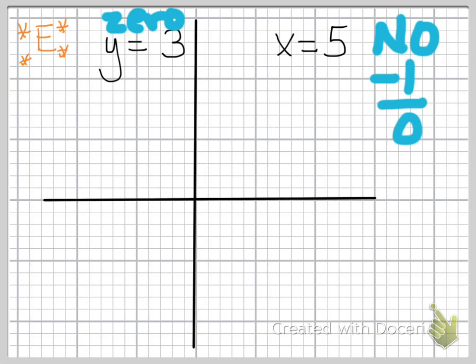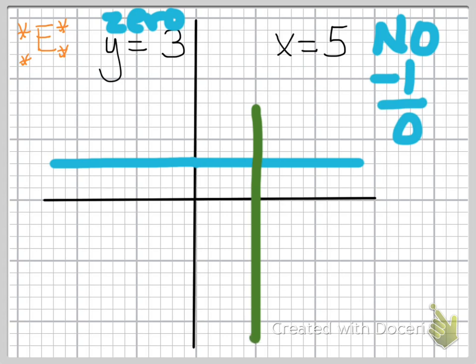So if we were to graph y equals 3, we would have it intersecting at the y-axis where 3 is and running horizontally. That's where we have a 0 slope. And then if we do the other one, x is 5, we know it intersects at the 5 on the x-axis. And what do you know? They intersect at a perfect 90-degree angle. So this is a 0, and this is a -1 over 0, or a 1 over 0, whatever it may be. In this case, it's a 1 over 0.